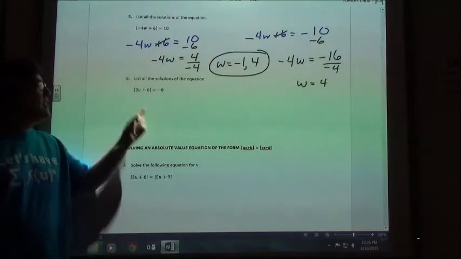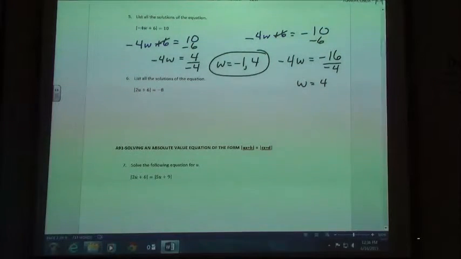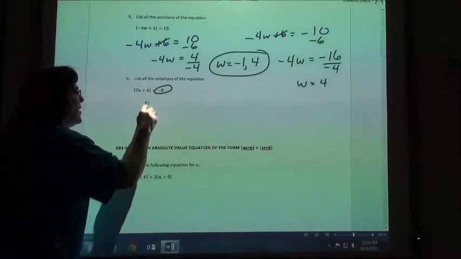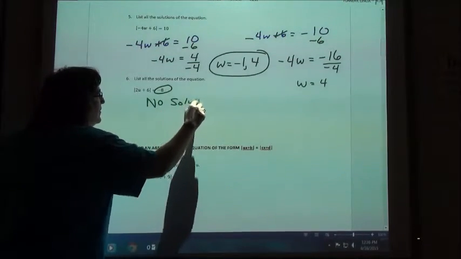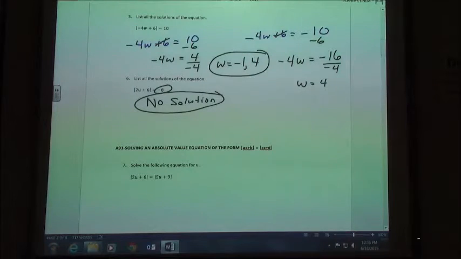Now number 6, you'll see that this absolute value equals negative 8. Hopefully right away you look at that and say, oh, my answer is going to be no solution because an absolute value can't equal a negative number. So if this is by itself and there's a negative over here, I'm just going to click on that little box that says no solution right away and there's no work to do.